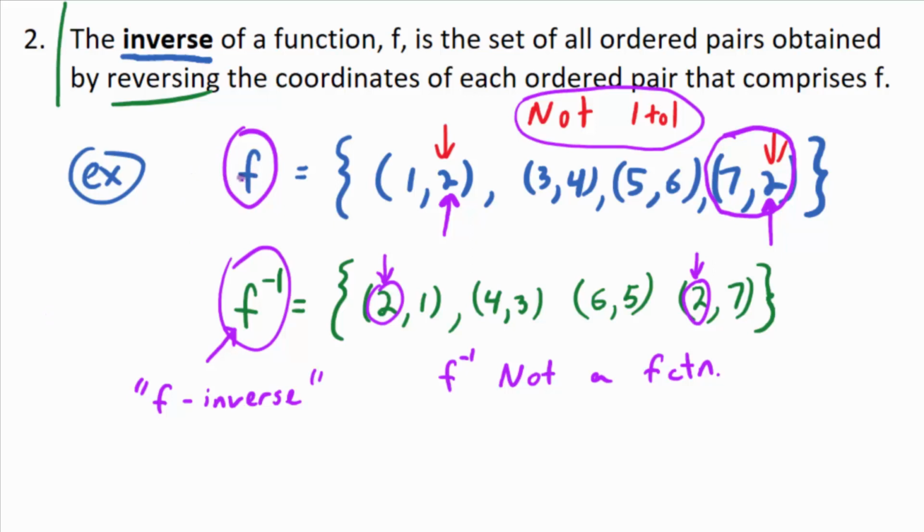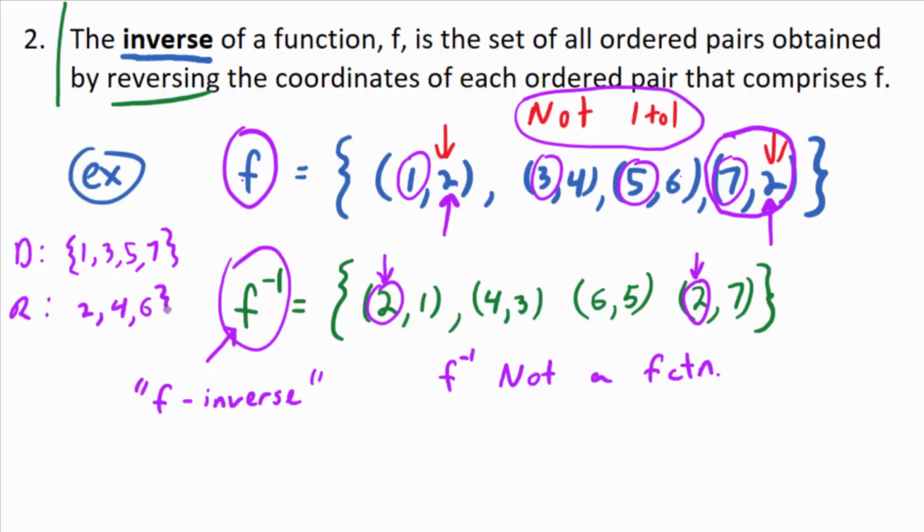So what's the domain of f? The domain of f is, just look at all the inputs, 1, 3, 5, and 7. Remember, domain is the set of all inputs. What's the range of f? 2, 4, 6. No repeaters, right? So that's the domain and range of f.